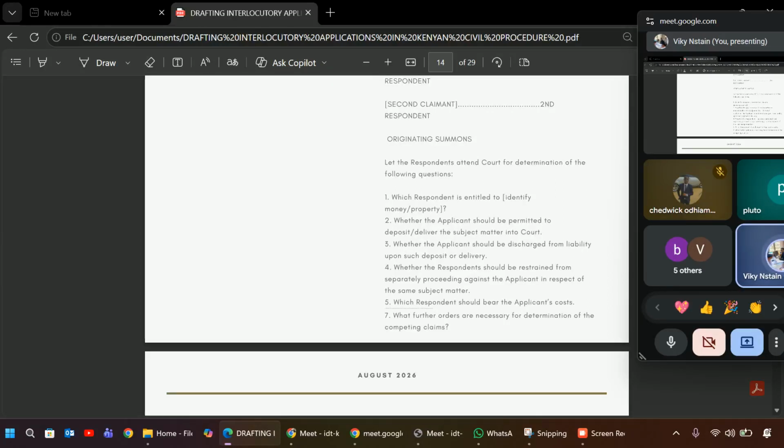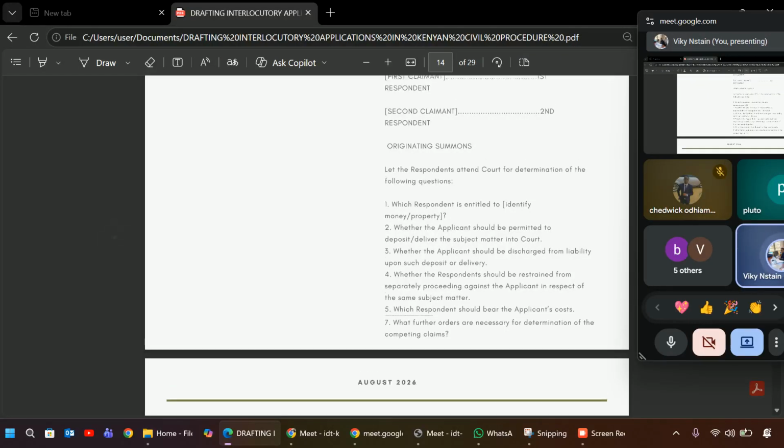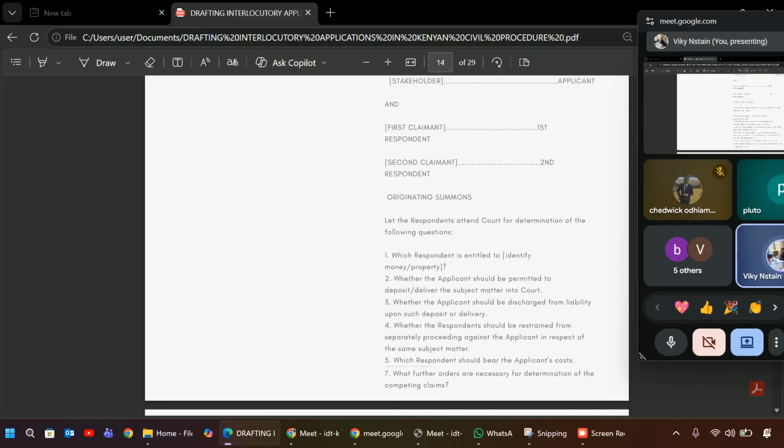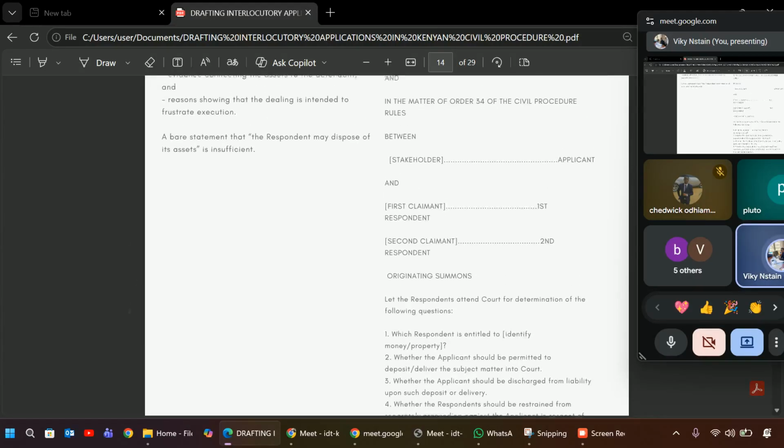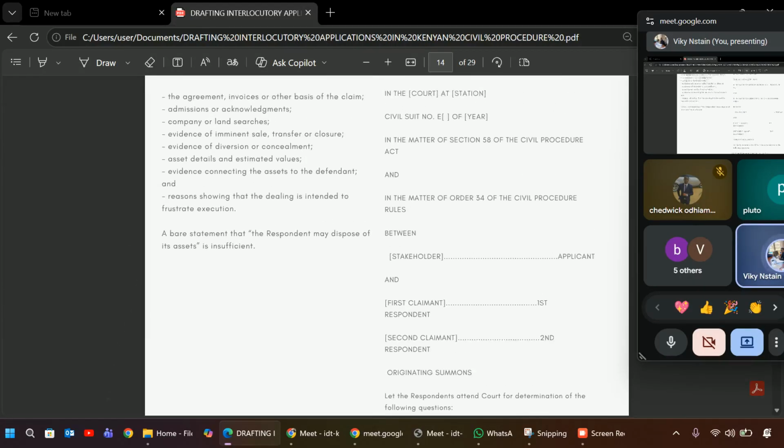So take note that you'll convert the words "which", "whether", etc. to the appropriate language to use before court. This is just a mere skeleton that I'm giving you. So maybe anyone who has done such an application can give us the words to use so that you go very substantive. Who amongst us has ever done an originating summons for an interpleader proceeding?